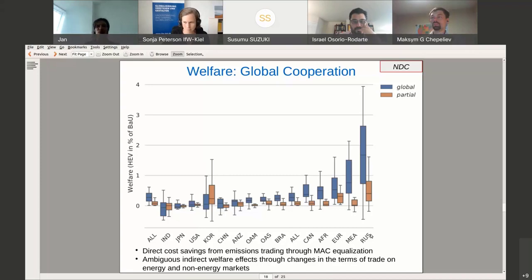And in general, the regional results for international emission trading are again composed of two parts: direct cost savings that result from the emission trading itself, from this partial MAC curve perspective, and then shifts in terms of trade that I just discussed for the case of Korea, for example. That also leads to the fact that in most models, it is more beneficial for Korea to have only a partial trading regime than a global trading regime, because here the shift from oil and gas to coal is less pronounced, but they are still able to reap some direct gains from emissions trading.